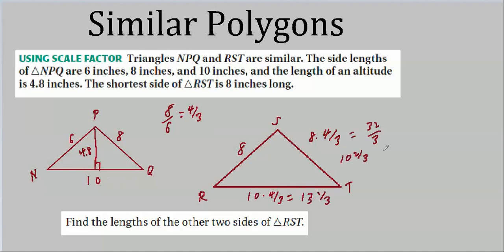And if we do the arithmetic, we should get that ST is 10 2/3, that's 8 times 4/3, and RT is 13 1/3. If you got decimals, that works too, 10.66 and 13.33. All you had to do was figure out your scale factor from the knowledge of these two sides, and then you can compute the other two. That's pretty easy.